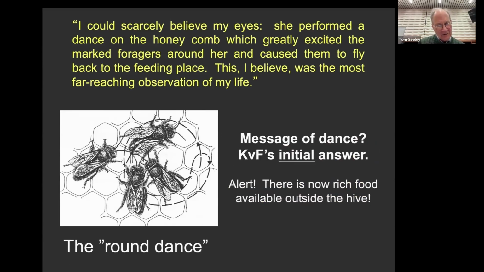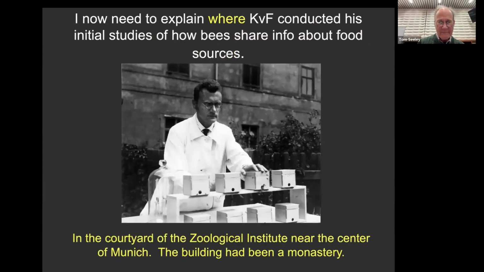And Von Frisch asked himself, well, what's the message of this dance? His initial answer was just this: alert, there's now rich food available outside the hive. That was a very plausible interpretation of the dance, because the bees that followed closely after the bee doing the round dance scurried right out of the hive and would show up at the feeder.